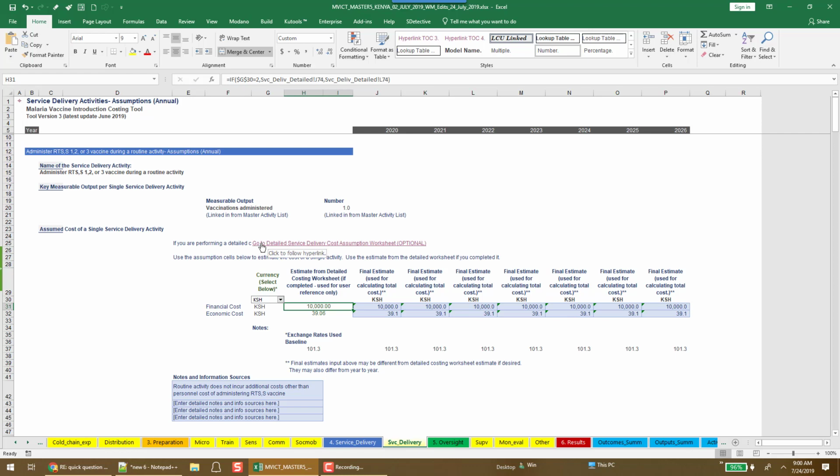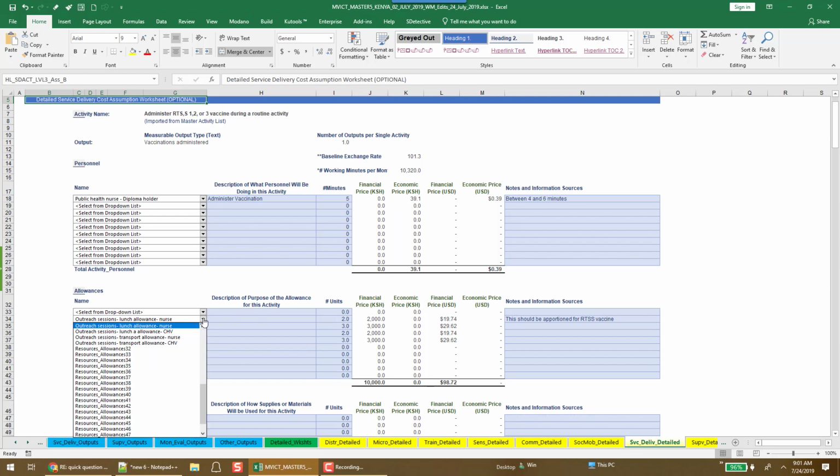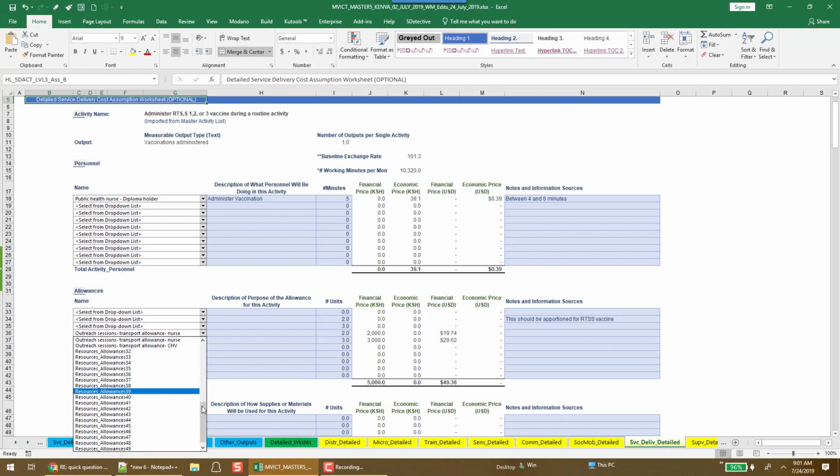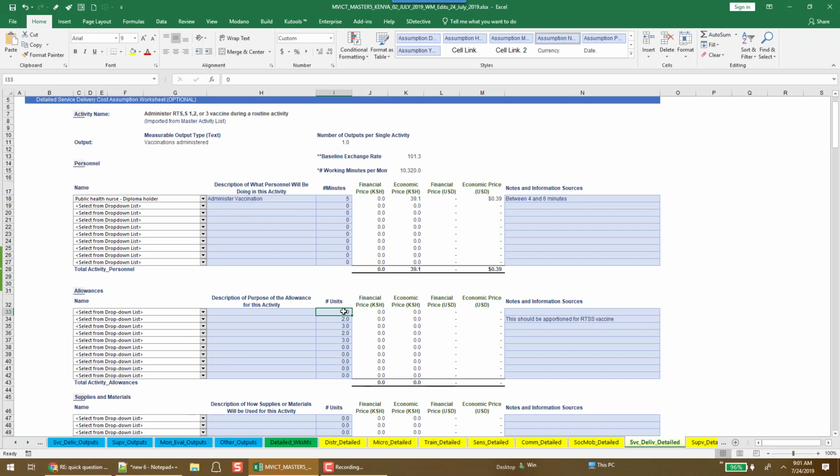So I'm going to go to the detailed service delivery costs here. I see it's taking me 5 minutes to administer the vaccine. Now I'm seeing outreach sessions here for administering a routine activity. So you have outreach sessions, lunch allowances here, but you really don't need that because this is just a routine activity. It's not an outreach session. So we can now get rid of this here, and you can put this back down to 0.